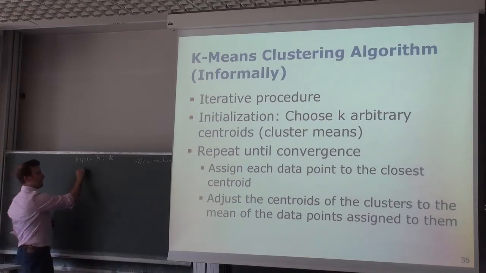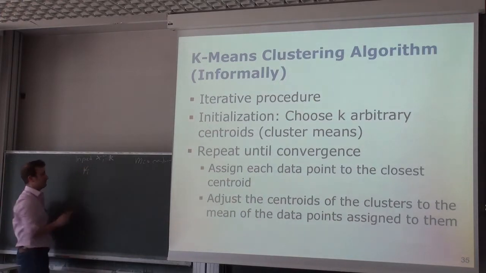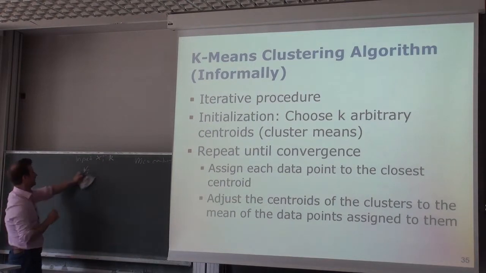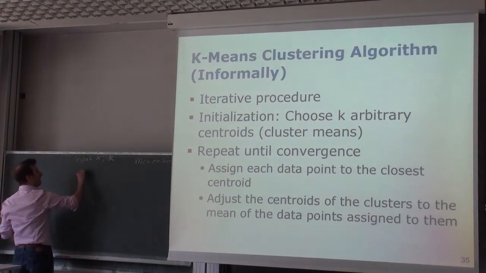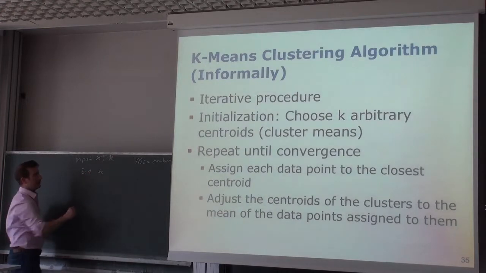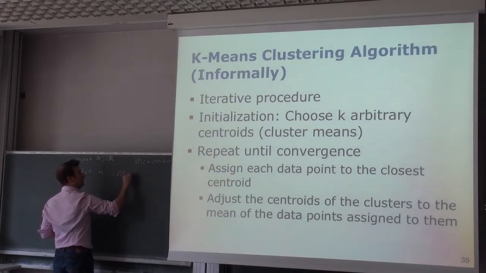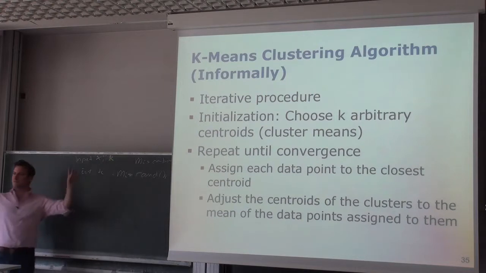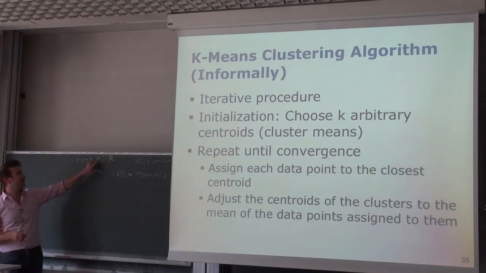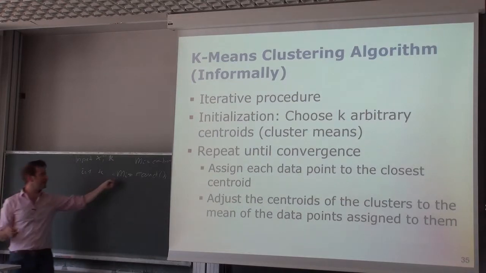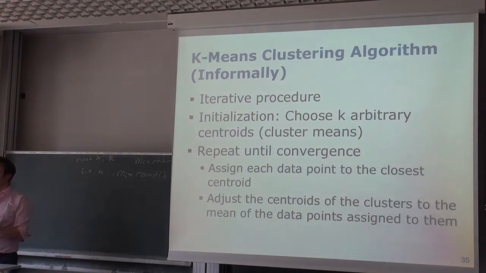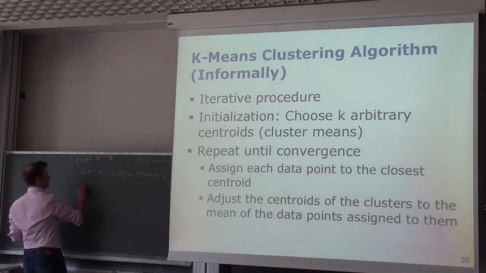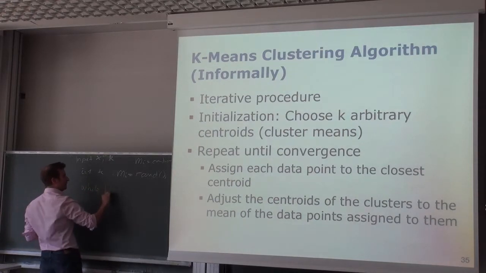The first thing I can do is randomly initialize them. So for i equals 1 to k, I say m_i equals rand, random initialization. I randomly put them somewhere in space. Of course, the data points are m-dimensional, but this should just illustrate that it's a random initialization. Okay, then I have a loop: while not converged.